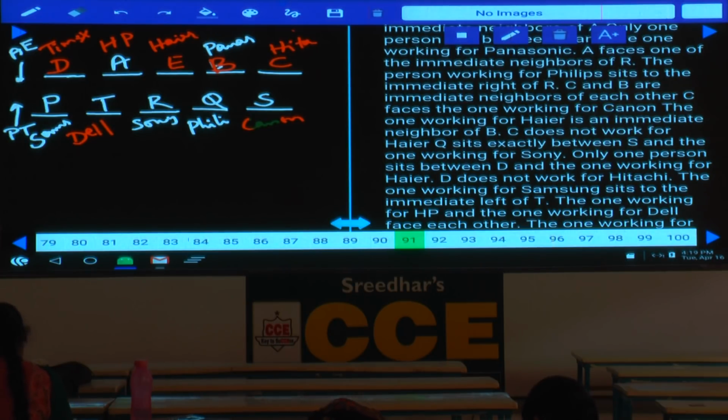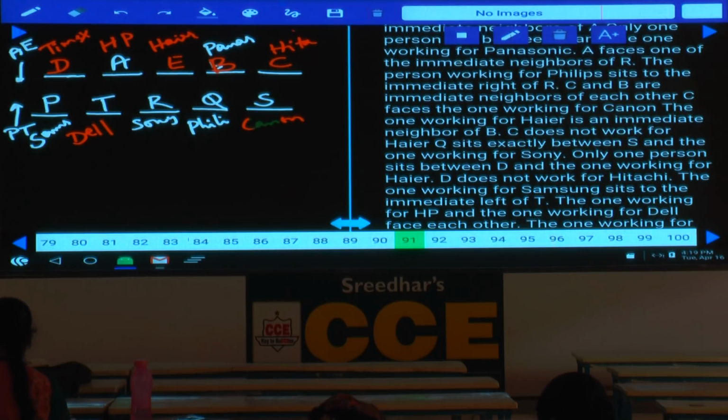Done with this? Now this is how these 10 persons are seated in two different rows, 5 in each row, 5 persons facing towards south and 5 persons facing towards north. And they are working in 10 different companies. Then question numbers 96 to 100.